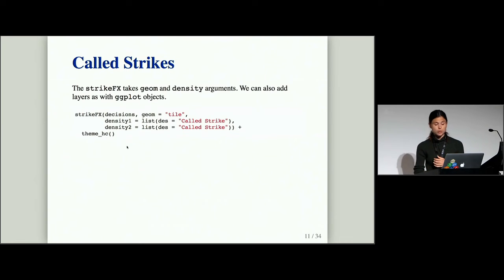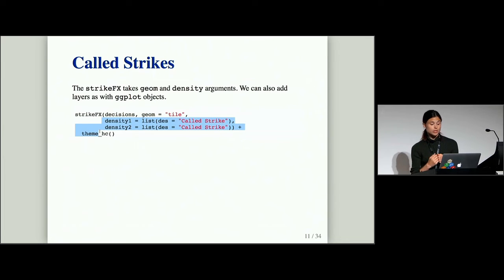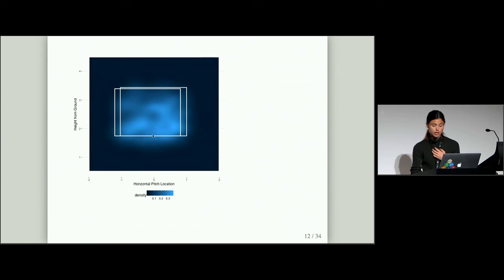So if we want to look at more detail in the called strikes, we can use the strike FX function in the package with our decisions data frame that we've prepared. And then I'm just going to give a geom type of a tile, which will be a kind of heat map type of looking chart. And then I'll specify the designation of interest, which will assign a color palette in both the Y and X directions. So I'm just going to give the designation of called strike. If I run this command, I'll see a chart like this.